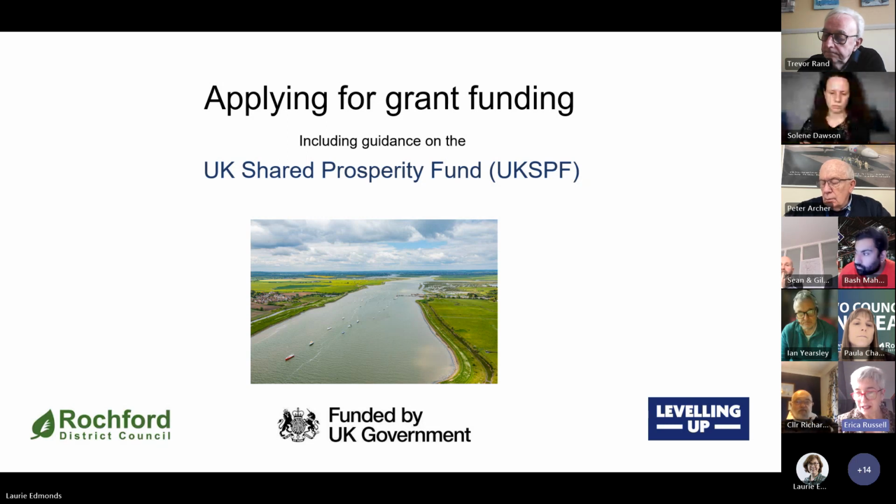In terms of the presentation today, what we're trying to do is to look not just at UKSPF funding, although that will be an important part of it, but to impart some of our experience and knowledge on how we feel you could most effectively look at your grant applications, not just for UKSPF, although we will focus on that today, but more general thinking as well. Okay, thank you, Laurie.